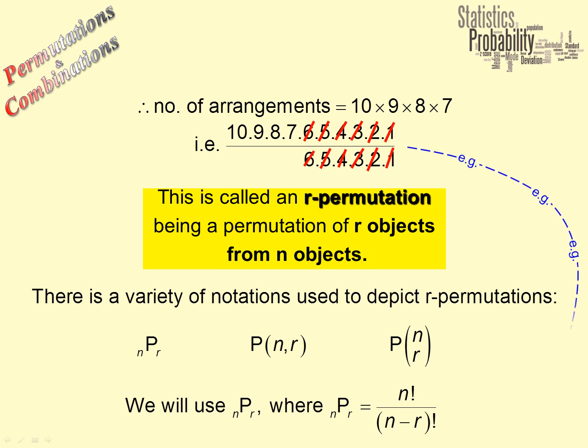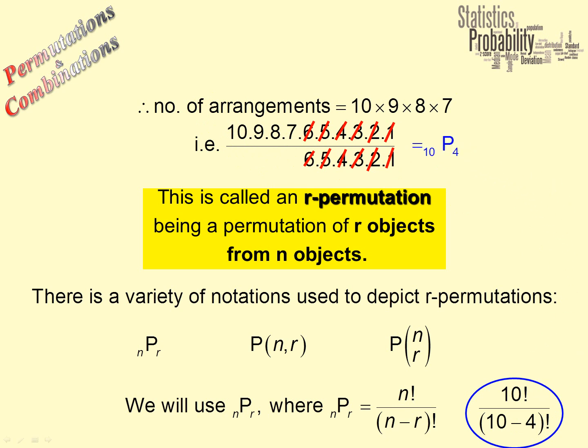Let's illustrate from that top example. There we are. This 10, 9, 8, 7 is 10 factorial over 6 factorial, or in other words, 10 factorial over 10 minus 4 factorial. Why 10 minus 4 factorial? Because we were arranging 4 items of the 10. It means cancel the rest out. And that is 10P4, that arrangement of 4 books from 10.